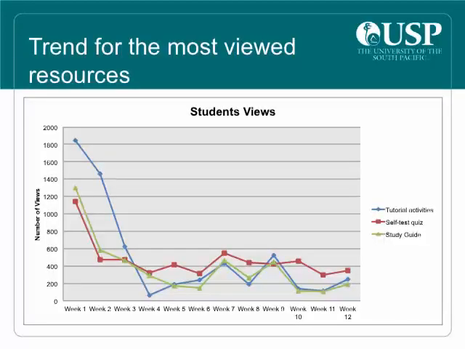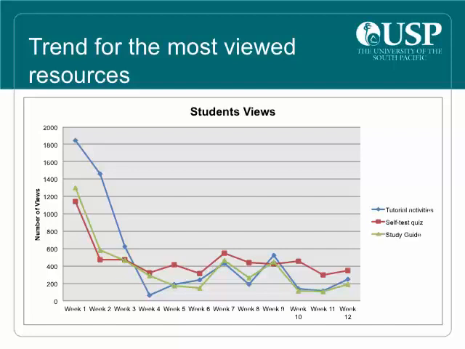So this was the trend for the most viewed resources over the weeks. There were 12 units, so the graph actually shows up till week 12. The later weeks were actually used for the revision of the final exam. And quite large views are at the beginning of the semester, and then it just normalizes.